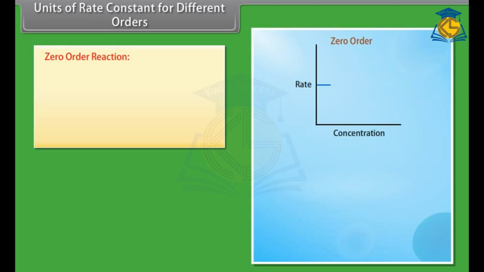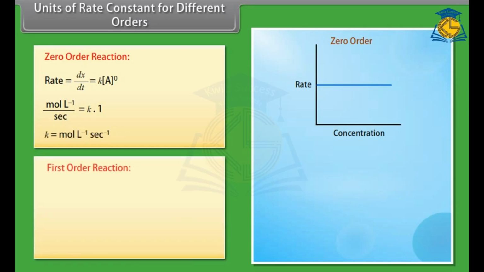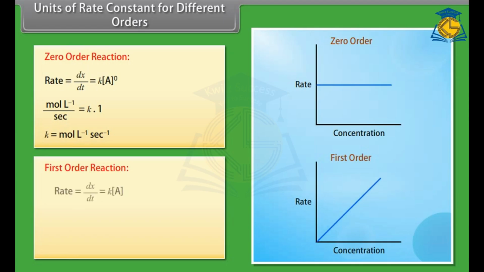Zero order reaction. Rate is equal to dx by dt, which equals to the product of K and A raised to the power 0. Thus, units of rate constant for zero order reaction are mole per liter per second. First order reaction. Rate is equal to dx by dt, which is equal to the product of K and A. Thus, the unit of rate constant for first order reaction is per second.